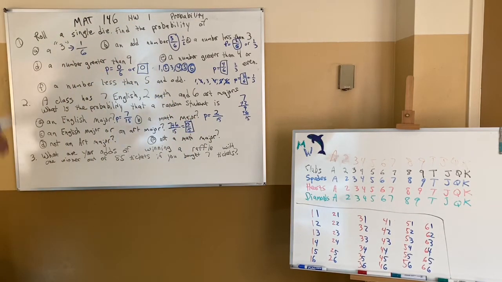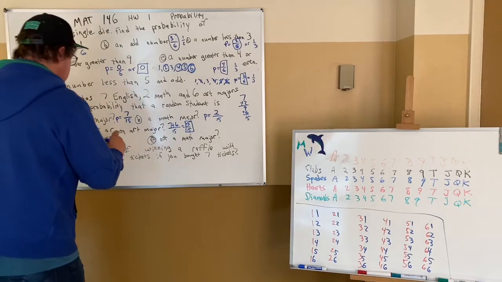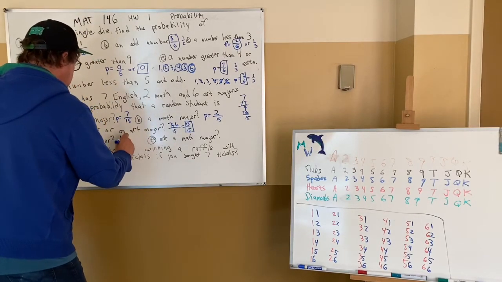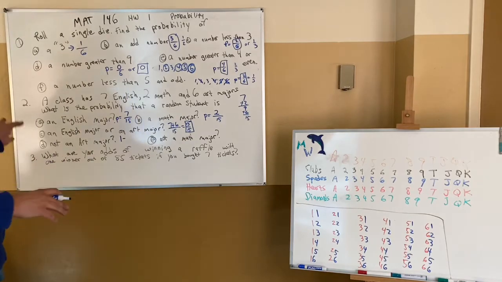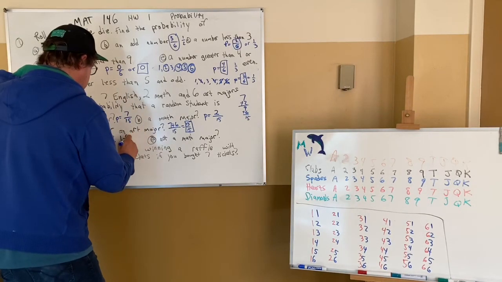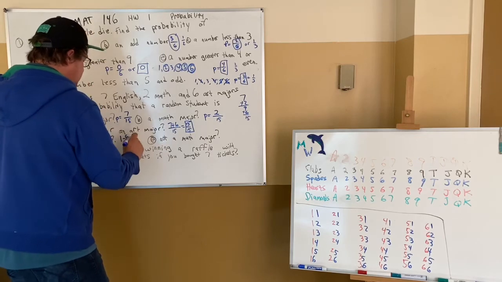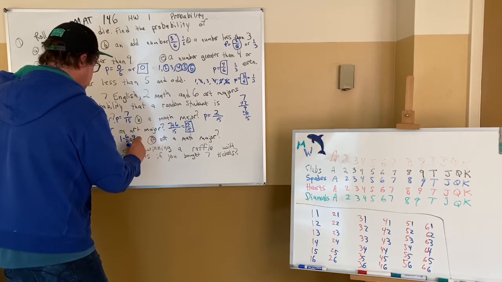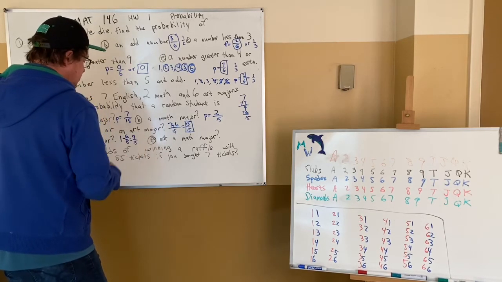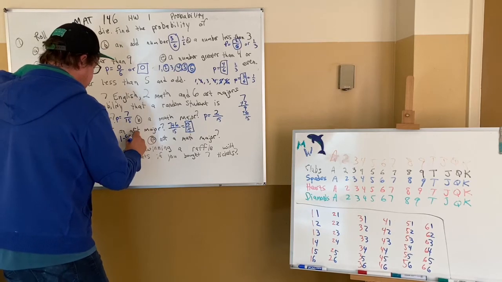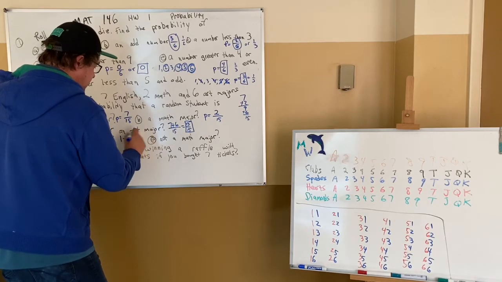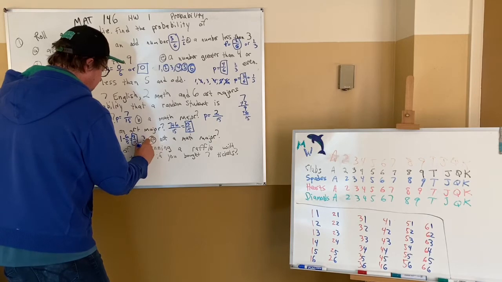Not an art major. Everyone but the art majors. So what that is, take everyone, one as a probability, and subtract off the art majors, which is 6 of 15. Okay, 1 minus 6 over 15 will get you 9 over 15. You can make it 15 over 15. Subtract to 9 over 15. That's fine. Dividing by 3's will get you 3 over 5.